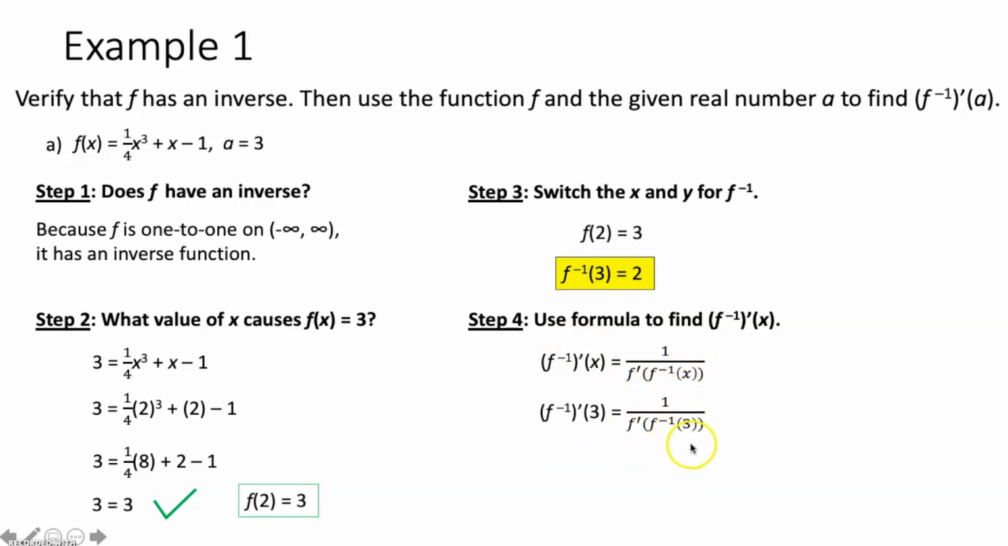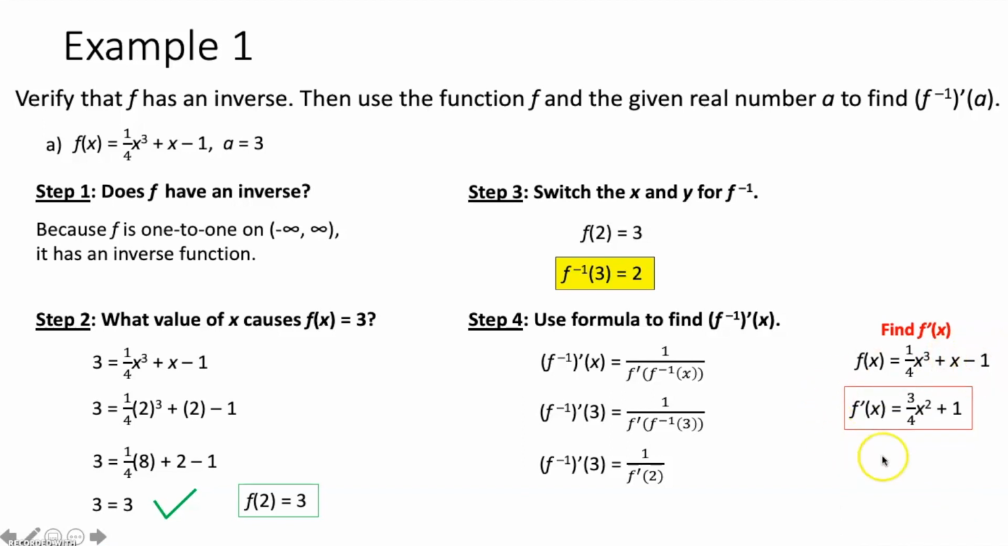So how do I simplify this? What is f inverse of 3? That's what I found in step 3. f inverse of 3 is 2, so I can plug in 2 for that. Now all I have to do is find the derivative of my function and then plug in 2. So what is the derivative of my original function? Well, I use the power rule here. I bring the 3 out front. That becomes x to the second power, so it's going to be 3/4 x to the second plus 1 minus 0. So this is my derivative.